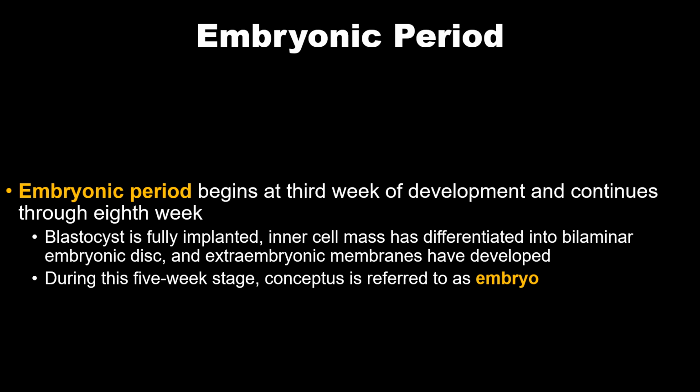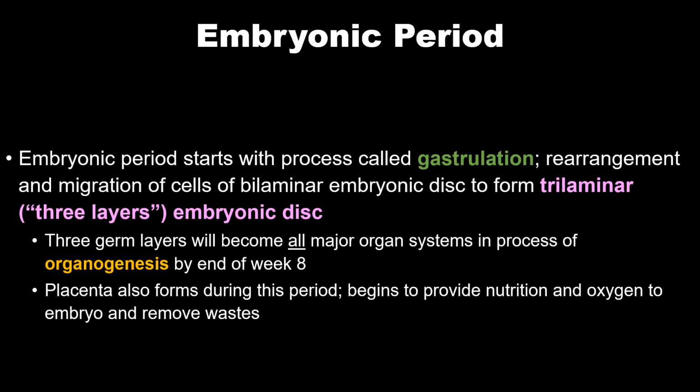Now we can enter the embryonic period, which starts at the 3rd week of development, continuing through the 8th week. During this stage, the conceptus is referred to as an embryo. And this stage begins with a process called gastrulation. Gastrulation is the rearrangement and migration of the cells of the embryonic disc to form the trilaminar embryonic disc, meaning having 3 layers. So this is where we're going to get those 3 germ layers, all of them becoming major organ systems, in the process of organogenesis by the end of week 8.